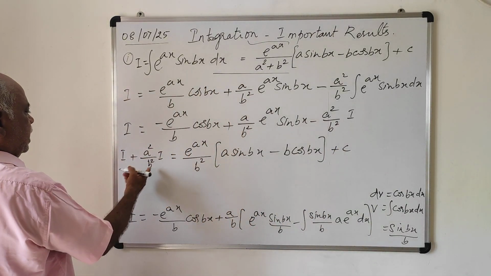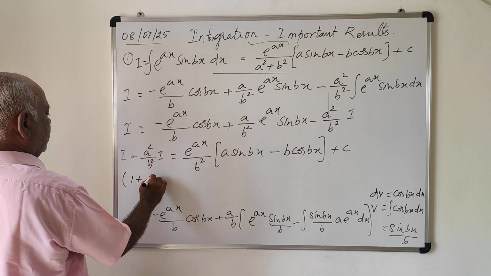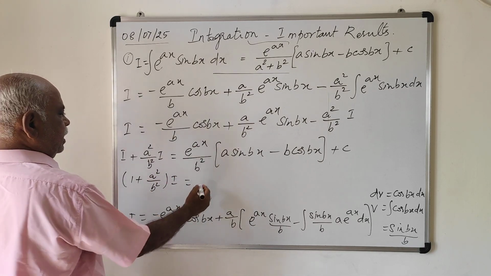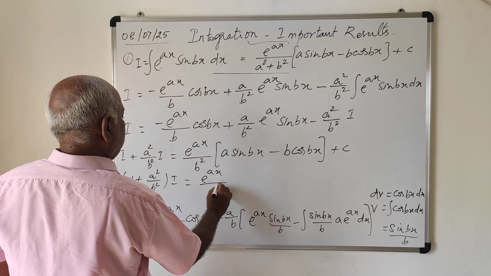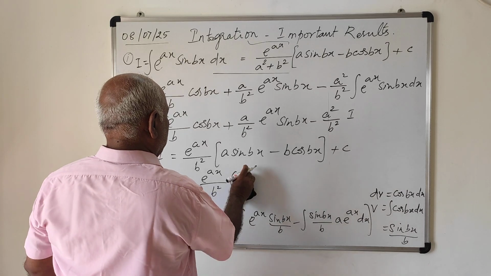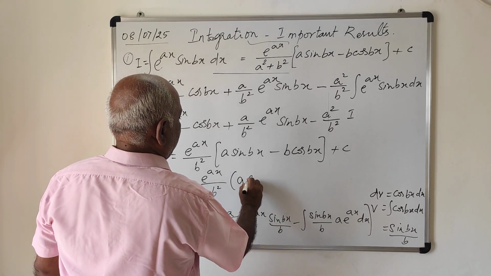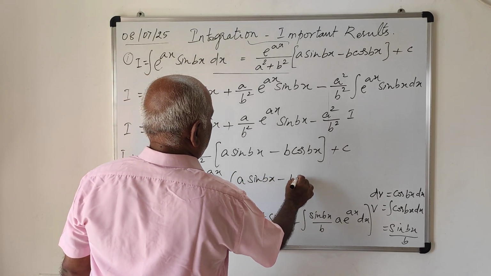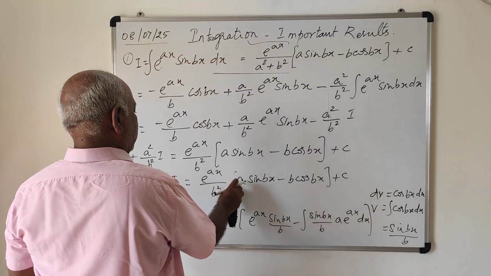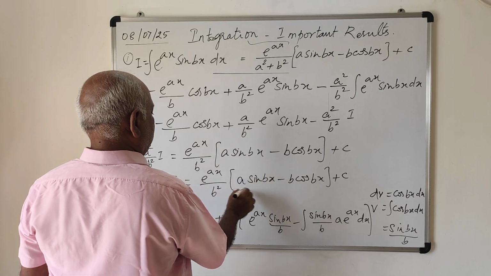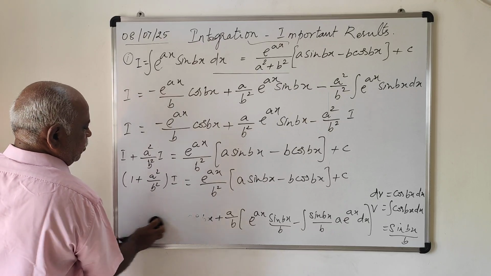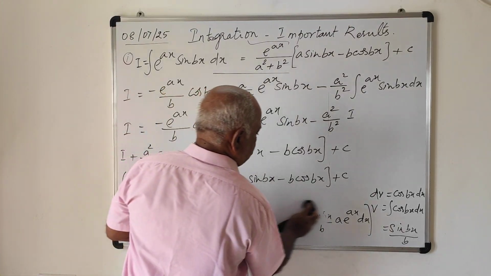Again by taking I as a common term, you will get 1 plus a square by b square into I equal to, that is the same term, e power ax by b square into a sin bx minus b cos bx plus c. Okay? Now by taking b square as LCM on the left hand side, you will get the result. That's all.